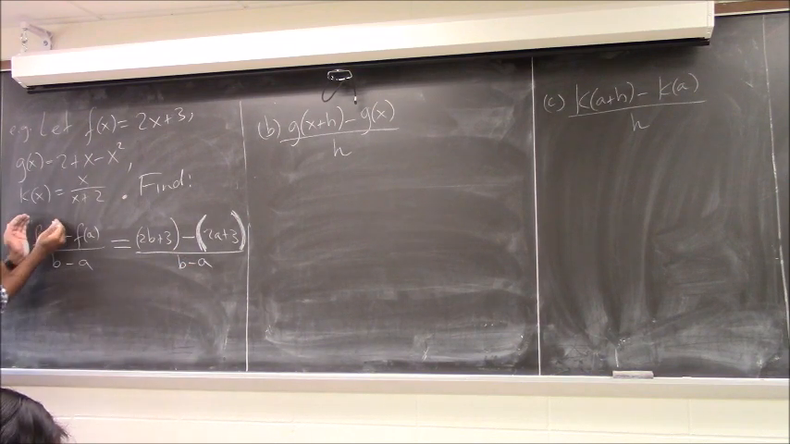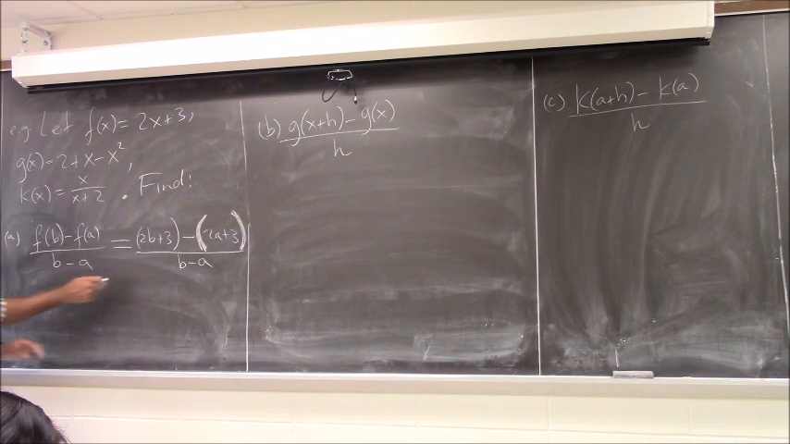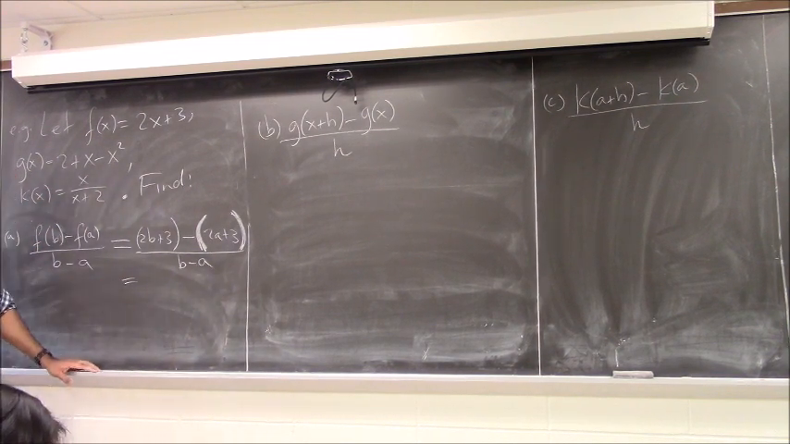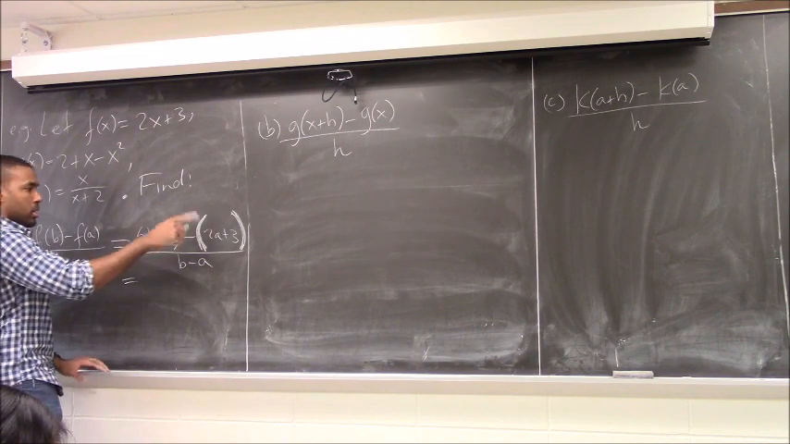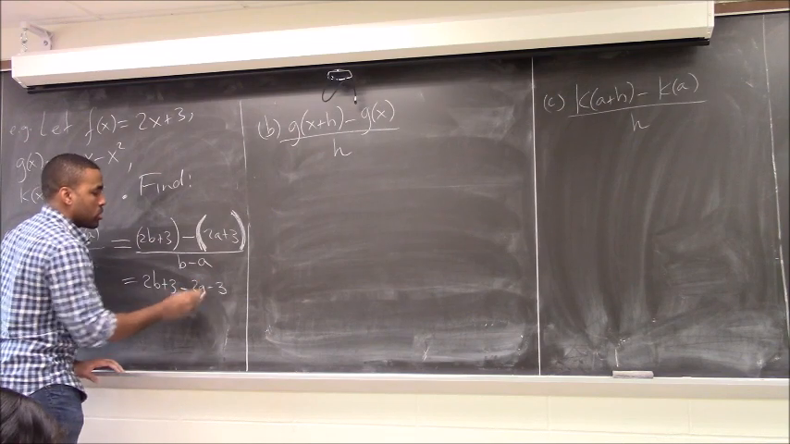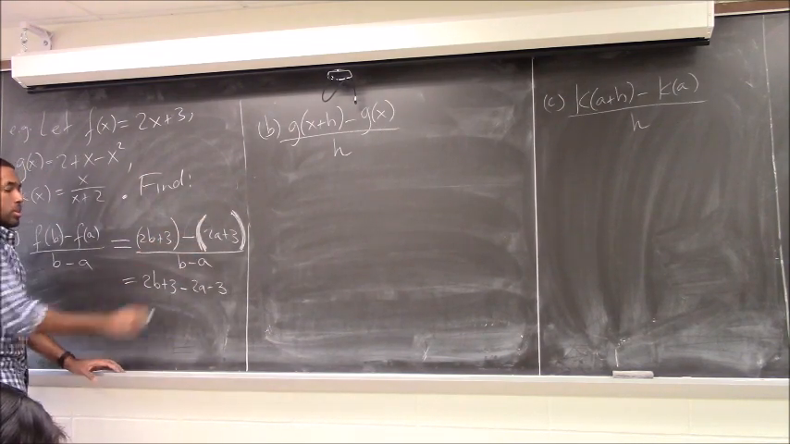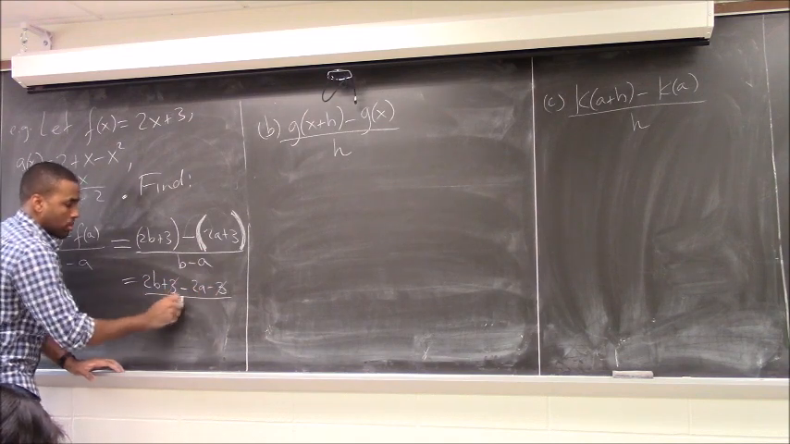Go through piece by piece and plug things in. With f of b and f of a, you're evaluating the function at b, evaluating the function at a, and you plug that in. So what will happen now? Simplify a little bit, I'd expand the brackets: 2b plus 3 minus 2a minus 3. The minus is important because it distributes. The 3's would actually cancel.